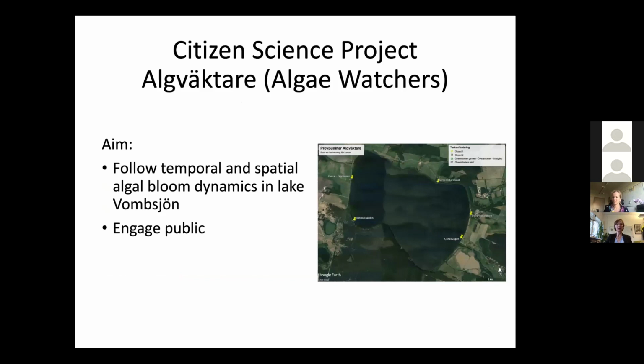And that's why we started the citizen science project Algväktarna, which means something like algae watchers. And I want to say here that this project was inspired by a project at the Linnaeus University many years ago called Algspanarna, and they helped me a lot to get started and gave me ideas of what to do. Anyhow, the aim here was to follow the temporal and spatial dynamics of algal blooms in Lake Vomsjön, and at the same time engage the public.